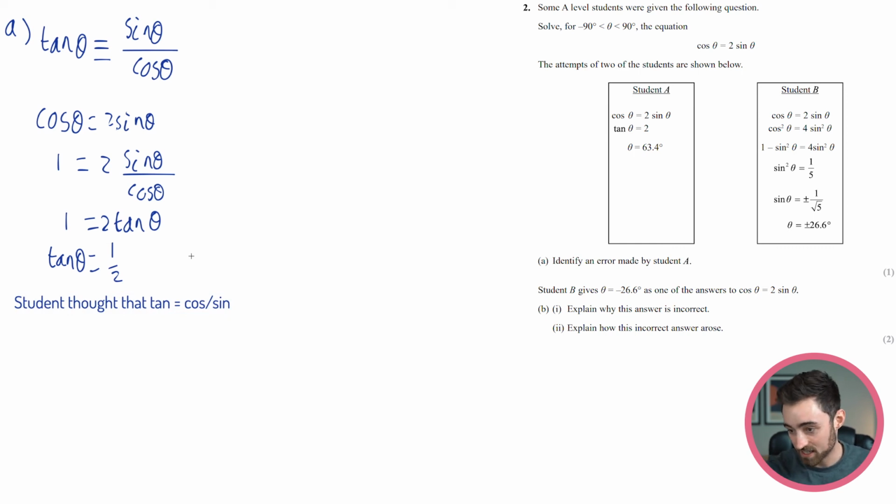Student B gives theta equals minus 26.6 as one of the answers to cos theta equals 2 sine theta. Explain why this answer is incorrect. Okay, so there's a few ways I could do this. The simplest, actually, you could just sub the value into the equation and see if it works, right? So get your calculator out.